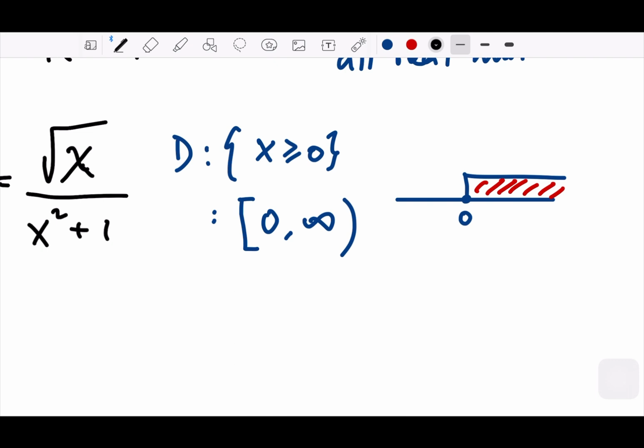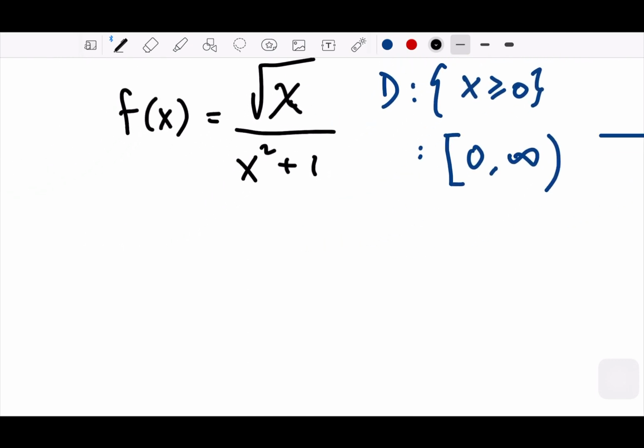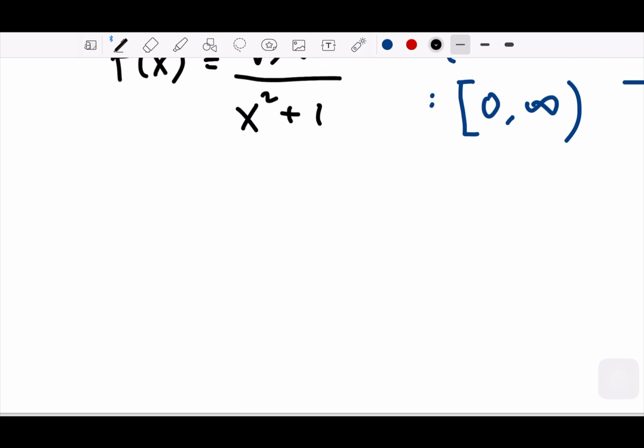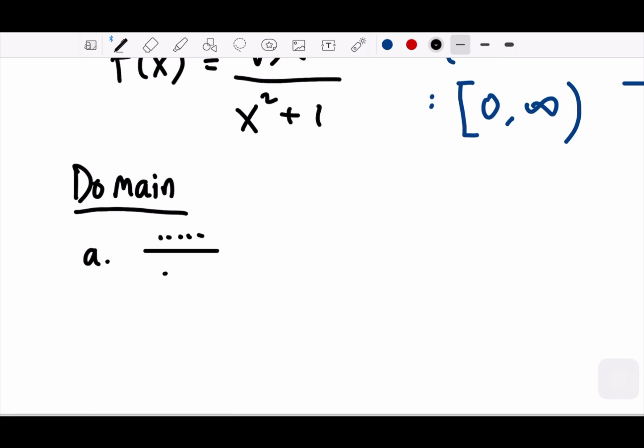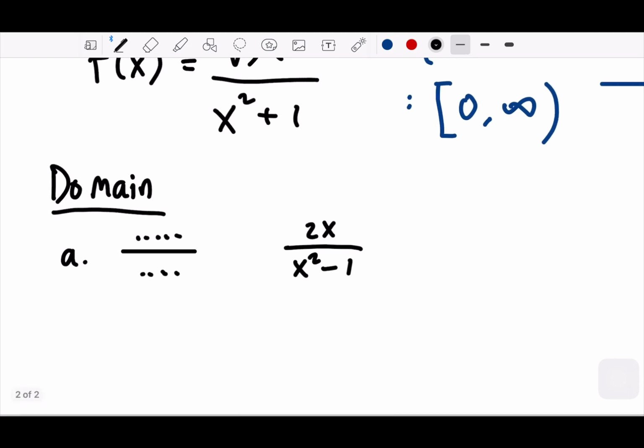Okay, so some problems on domain. What I want to conclude, or summary. We have at least three sets of problems in domain. The first one is rational. You have a function that is a fraction. You can have 2x over x squared minus 1, or maybe x squared plus 3, like that. Okay.